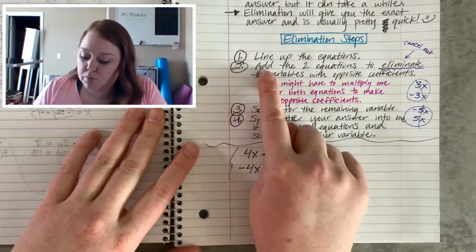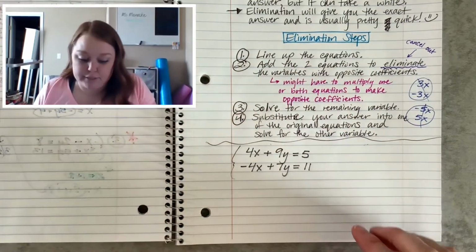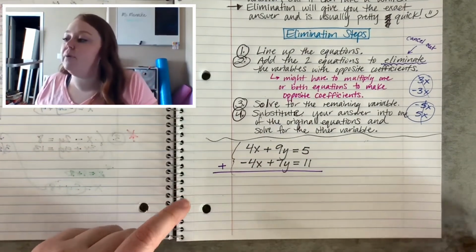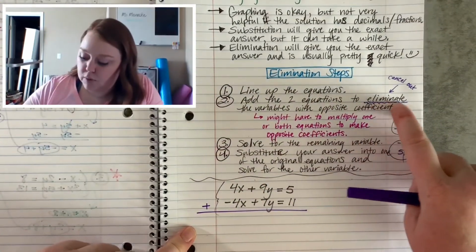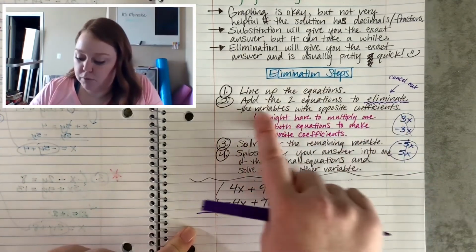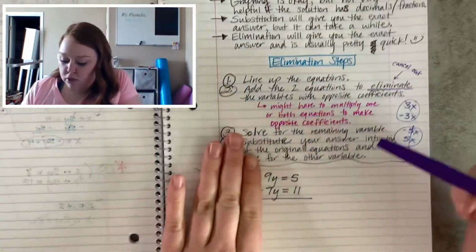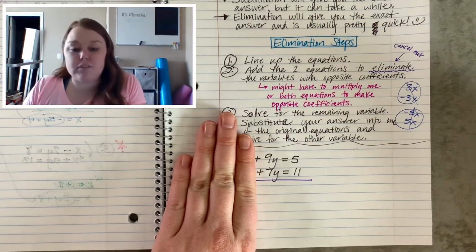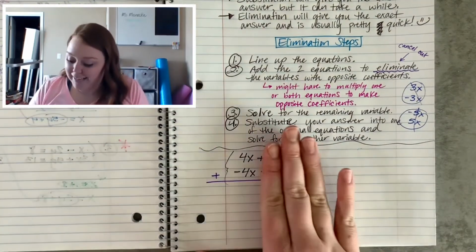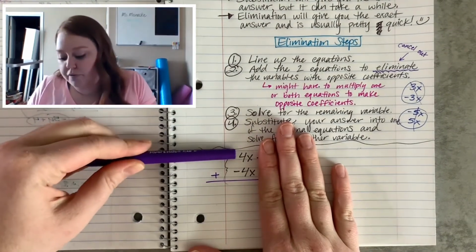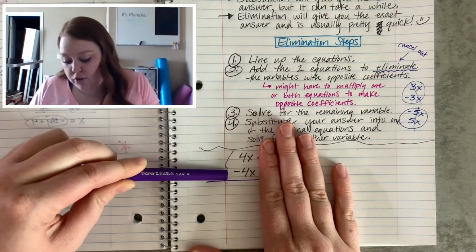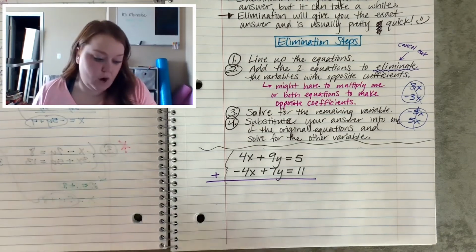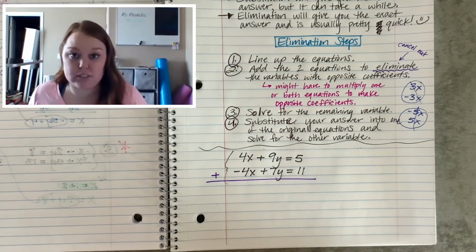Check. Step 2, add the two equations. So literally, we're going to take these two equations and add them up. And we're going to do that to eliminate the variables with opposite coefficients. Look at your y's. You got a 9 and a 7. A positive 9 with a positive 7 does not cancel out to 0. But if you look at your x's, the coefficient of this x is positive 4. The coefficient of this x is negative 4. Positive 4 and negative 4 are opposites, which means they cancel to 0.